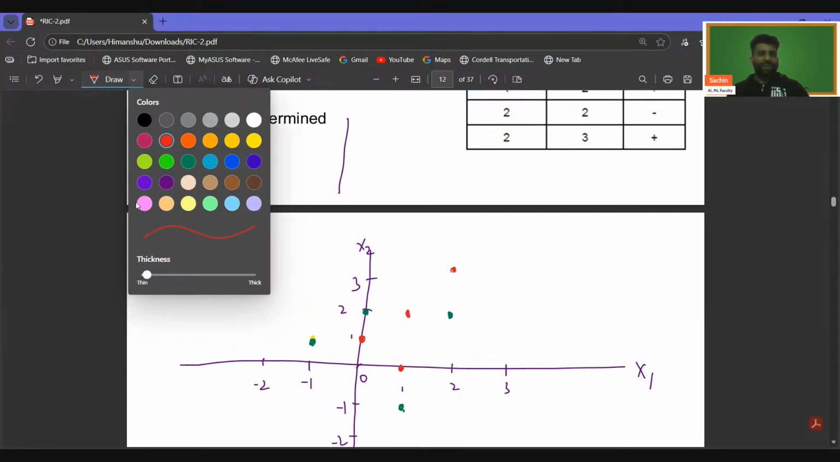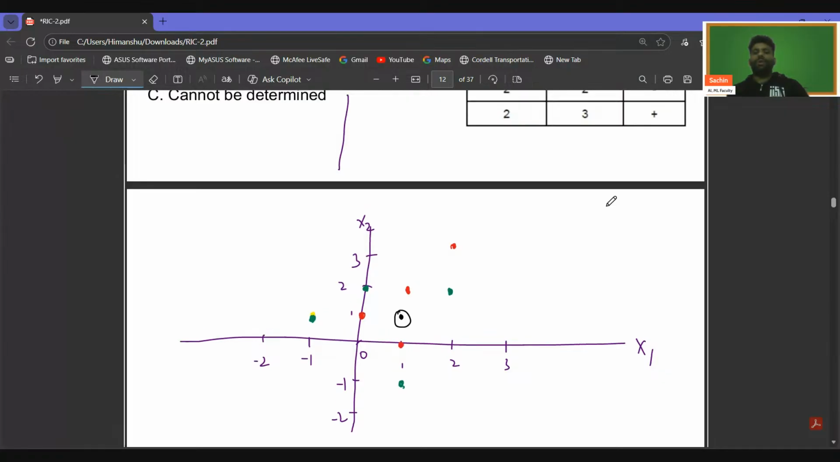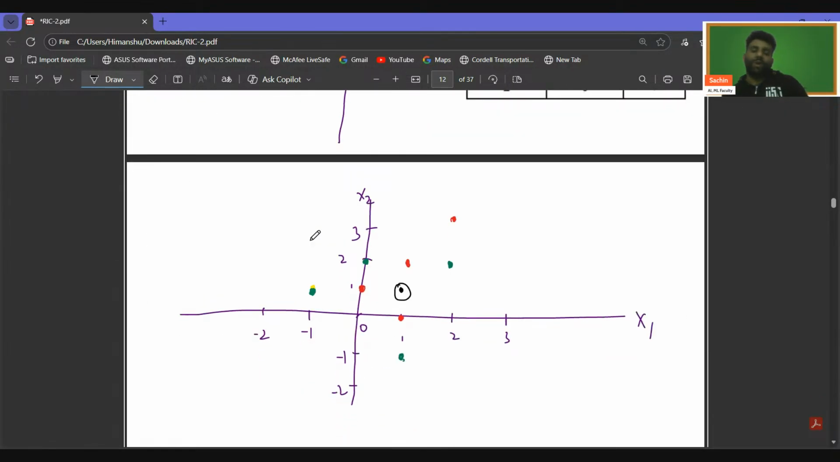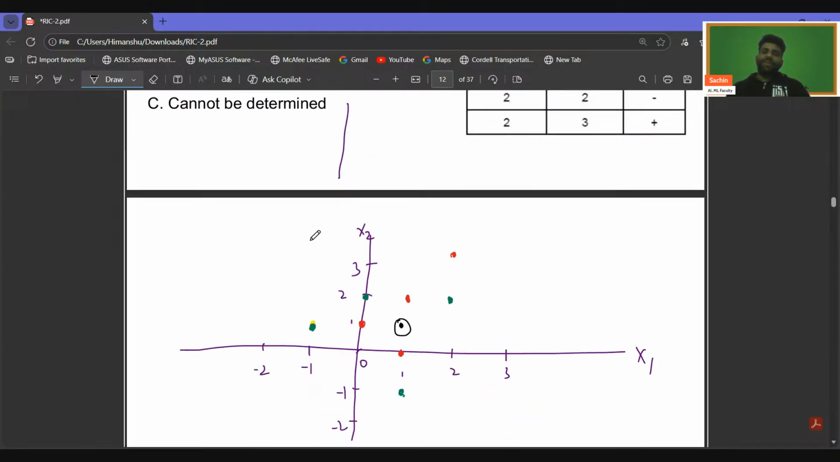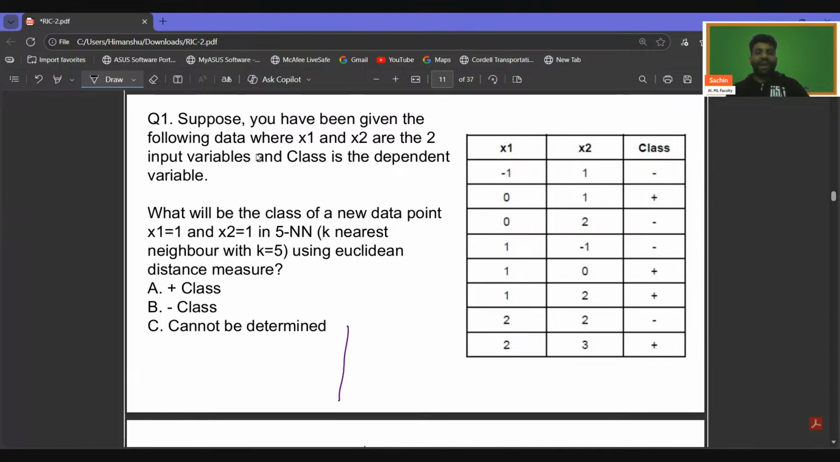So let me just mark it with some different color, say black only. So this is my test point. And I need to find out using Euclidean distance what class it shall belong to. So if you just look at this, it seems to be very simple. What is going to be the answer? And what we are talking about is 5 nearest neighbor.